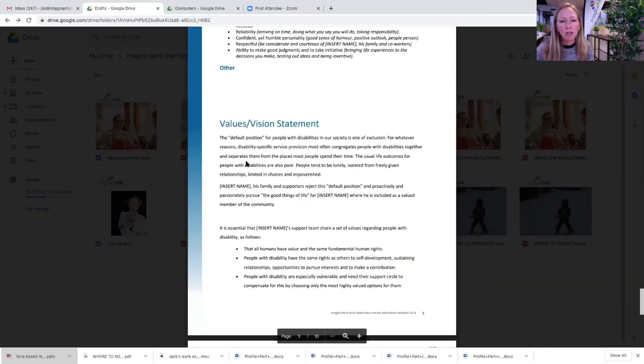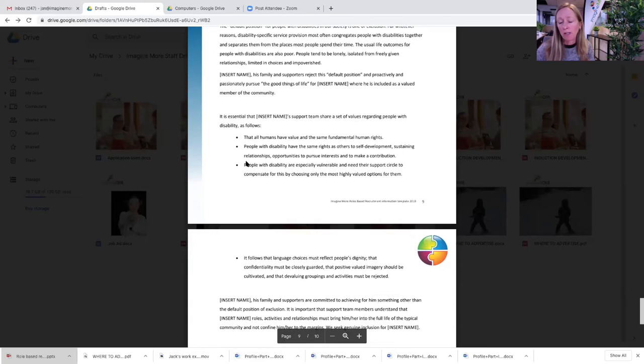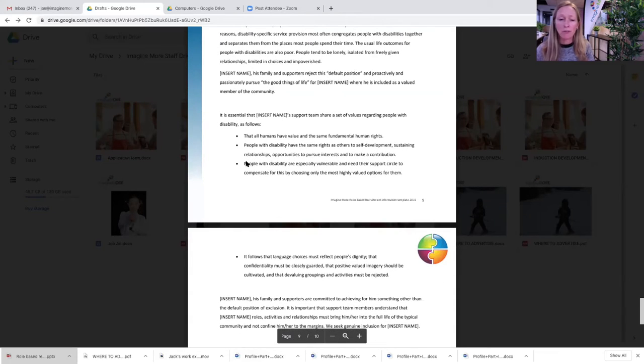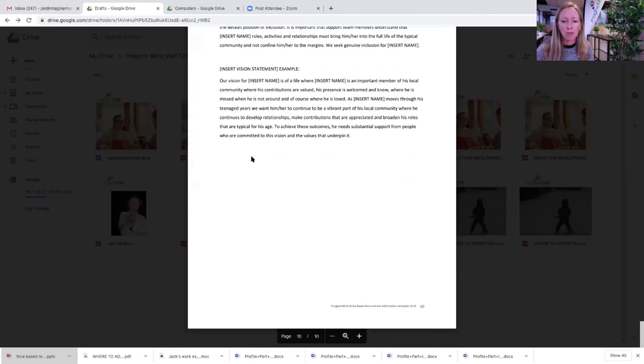And then you've got your vision statement and so you'll see that looks different to Jack's actual vision statement, but we've pulled out some pretty important values that are critical, or we see as really important for anyone that's going to be working alongside or working with our son.